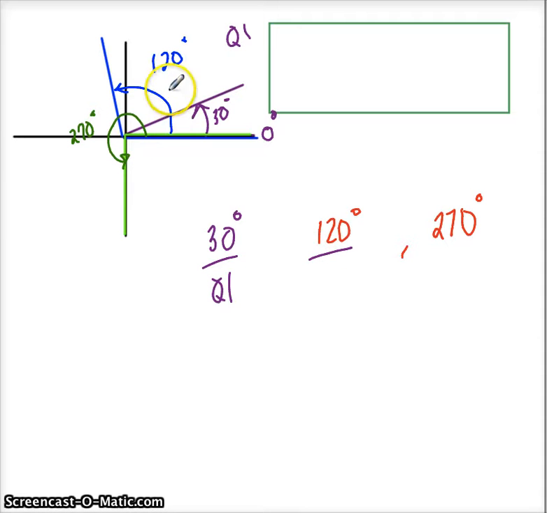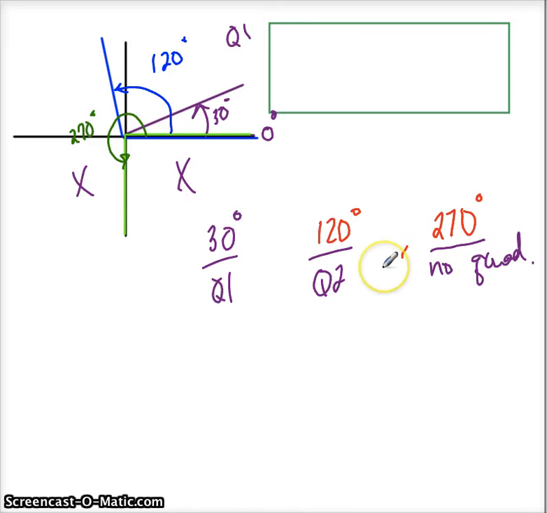So 120 degrees, the terminal side lies in the second quadrant. And for 270 degrees, you'll notice that the terminal side lies directly on an axis. And to be specific, it lies on the negative y-axis. So 270 degrees does not lie in quadrant 3. It does not lie in quadrant 4. So it is in no quadrant.